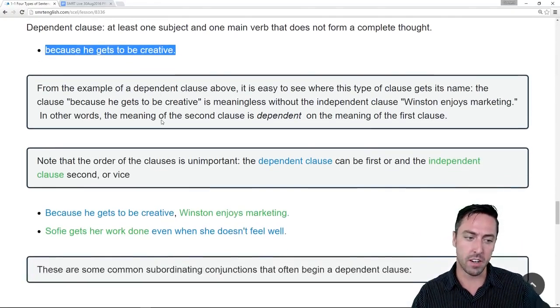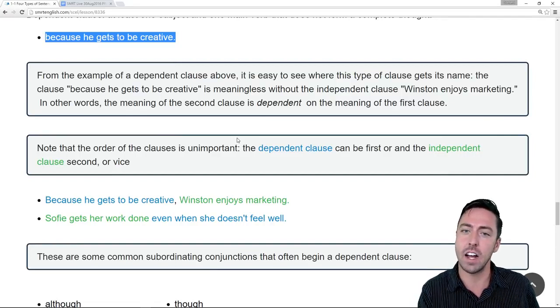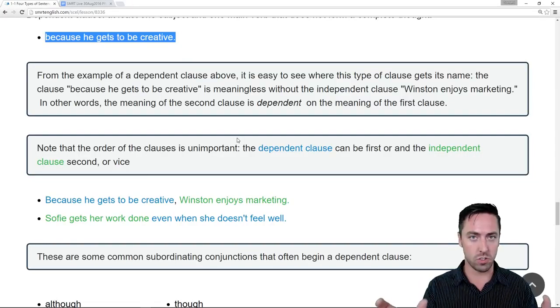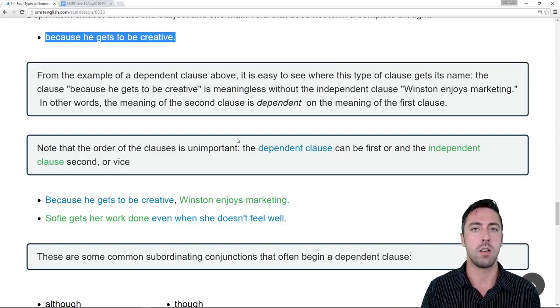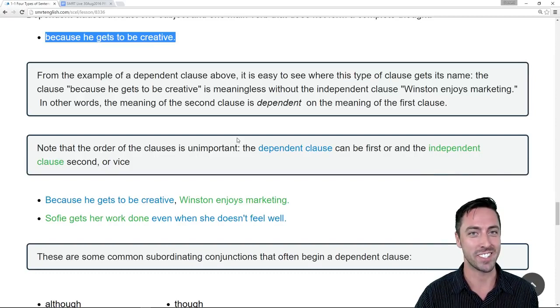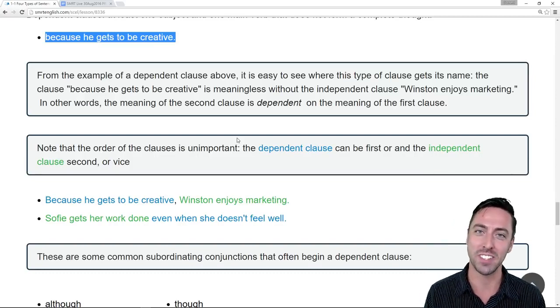So the example here, we can combine in a couple different ways. Usually it does not matter which clause comes first, much like conditional sentences, which are also complex sentences and which we also have more lessons about.